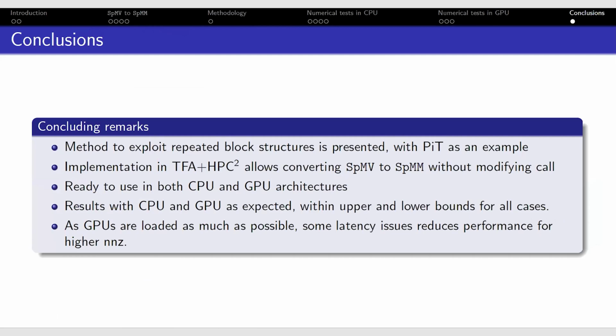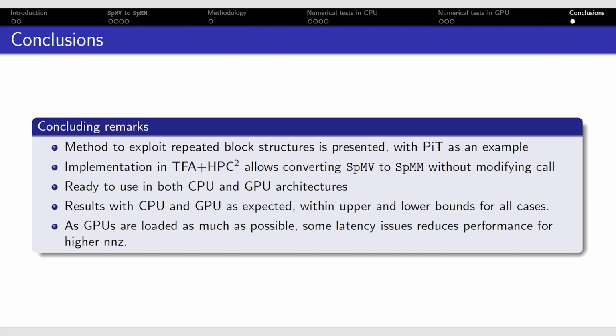So what we have seen here is a method that allows exploiting those repeated block structures that, as detailed before, can appear in different circumstances, for instance in symmetries or repeated geometry patterns, as some papers from our group have shown. But we took parallel time as an example in this case, as it was my line of work. This has been implemented in our in-house code, which allows this conversion from SpMV to SpMM without modifying the call of the SpMV product, just adding more right-hand sides to the fields.